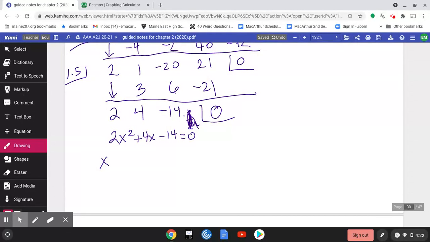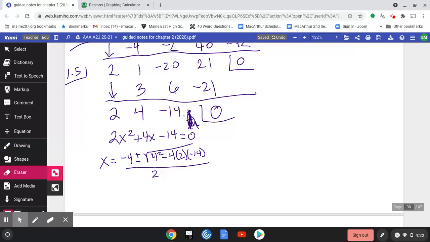When I have a quadratic and I don't have any nice looking zeros, any rational zeros, I have to use the quadratic formula. I'm going to say negative 4 plus or minus the square root of 4 squared minus 4 times 2 times negative 14. That's my 4 times a times c, which is negative 14. And this is all over 2a. Whoops, sorry. Of course, a is 2. So we're going to do 2 times 2.